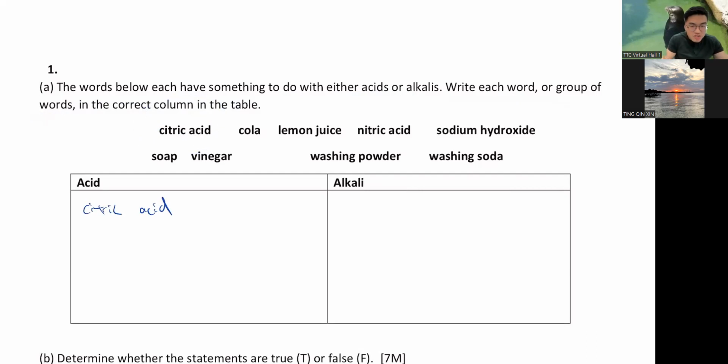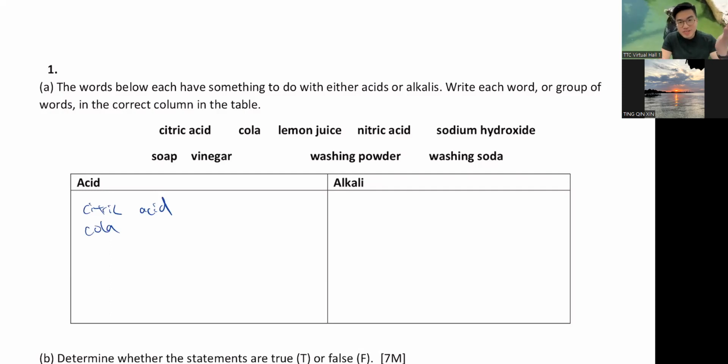Cola is your soft drink, 你的汽水. Coca-Cola is acidic. Coca-Cola 是酸性的. That's why if you drink Coca-Cola a lot, you will corrode your teeth. 它会蛀牙. Because our teeth is alkaline. 牙齿是碱性的, so 你放酸性下去它就蛀掉咯.